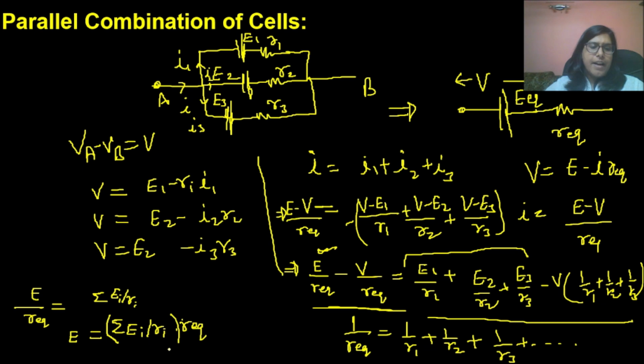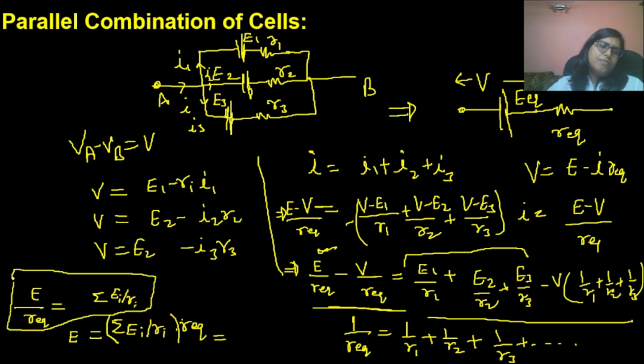If we write this equivalent for two cells, then we can write the equivalent, or you can remember this in this form only, because this is easy to remember: E upon R equivalent equals E1 upon R1 plus E2 upon R2 plus E3 upon R3, like this.